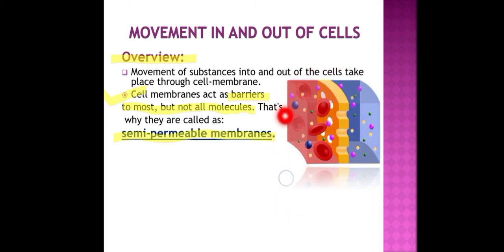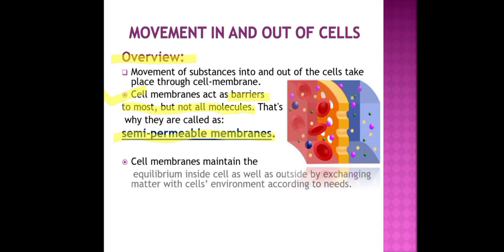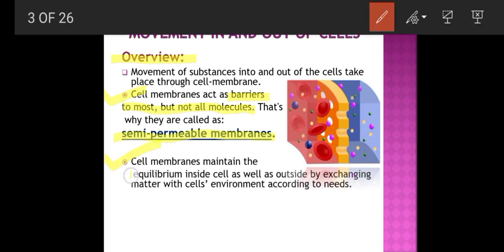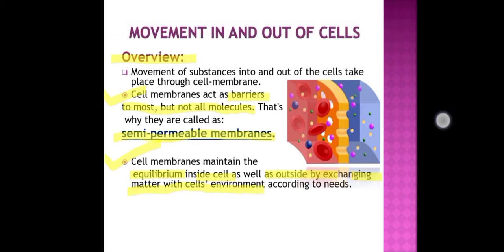In this diagram, we can see some molecules that are trying to pass through the cell membrane, but the cell membrane is acting as a semi-permeable membrane, so it is allowing some molecules to pass through, but not allowing other molecules to pass. Due to this phenomenon, the cell membrane maintains the equilibrium inside the cell as well as outside the cell by exchanging matter with the cell's environment according to its needs.